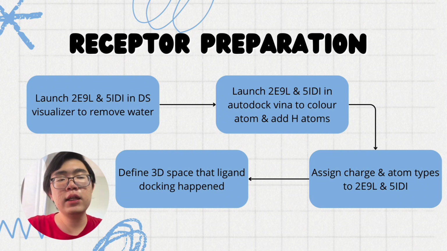And finally, we need to define the 3D space to let the software know which location will be the active site. So later I will show the diagram of where the active sites are for these two enzymes.